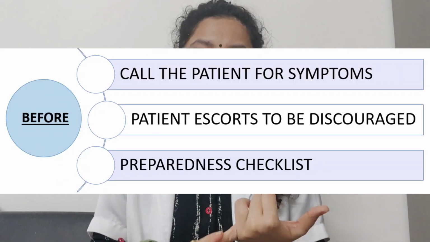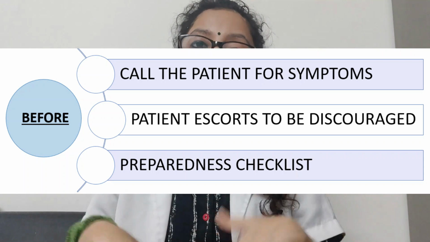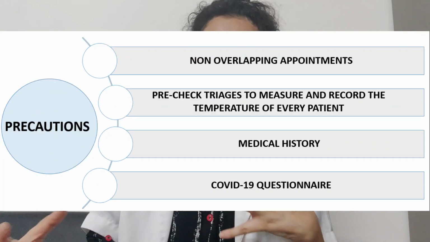Coming to the dental treatment, before the patient arrives in the clinic, over the phone, when we are taking the history, we need to tell the patient that nobody should accompany them. Escorts should be discouraged, that is, no family member should accompany the patient, and we should also avoid overlapping appointments. Also make sure that in the reception area we remove all the unnecessary things which can serve as a mode of infection. And also social distancing: the chairs need to be placed at a distance of 1 to 2 meters.